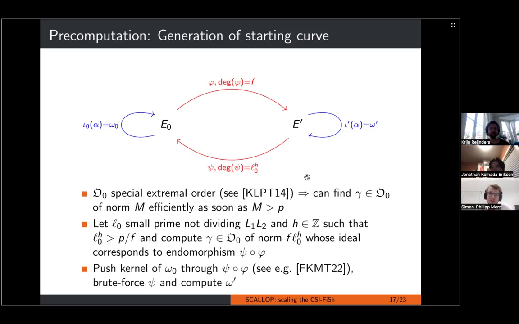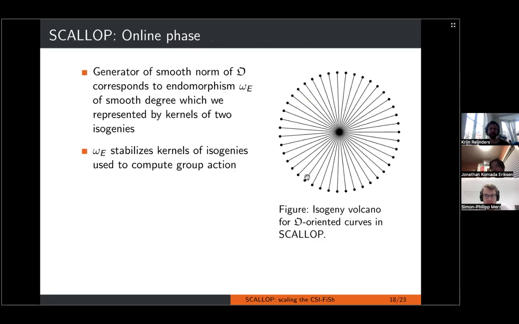So this is how we did it, and it's sufficiently efficient to run in practice. In fact, this was one of the fastest parts of instantiating the scheme. Now, the online phase I haven't talked much about, except that it's very similar to CSIDH. Here on the right, you see the isogeny graph or the volcano we deal with in this particular case.